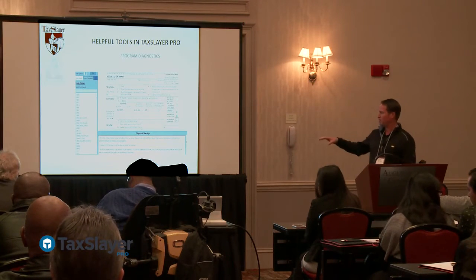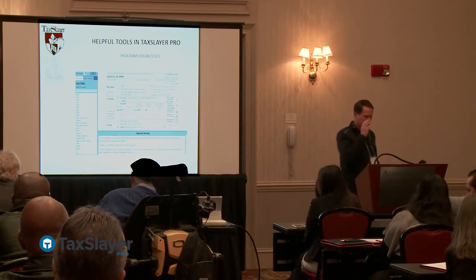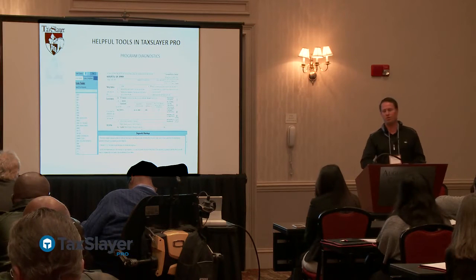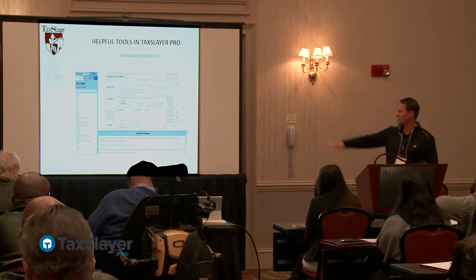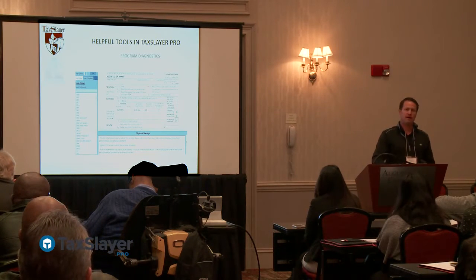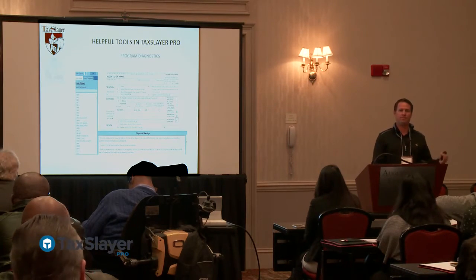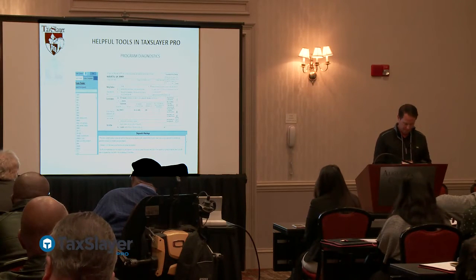Diagnostic warnings in the program. You have diagnostics that show a red bar there. There's something that has to be changed in order for the return to be able to be accepted for e-file. But there's also these gray diagnostic warnings, and they're kind of like suggestions. They're things that TaxSlayer has built in to try to help you not make mistakes on a return. So please pay attention to them. Okay?